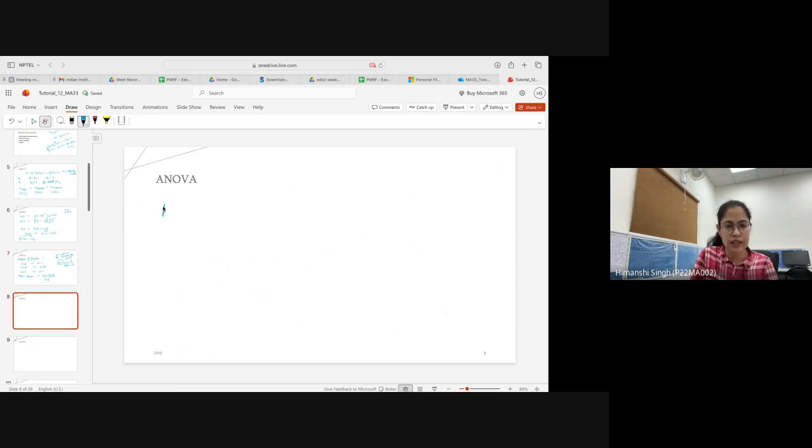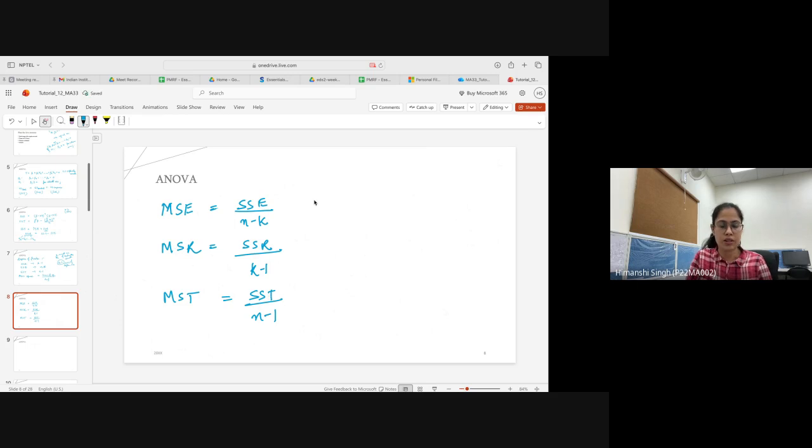So I'll write it in a short form, MSE. It will be SSE divided by n minus k, since due to errors the degrees of freedom was n minus k. MSR, because of the regression, is SSR divided by k minus 1, since due to regression it was k minus 1. And MST will be SST divided by n minus 1. Okay, so these are the mean squares.